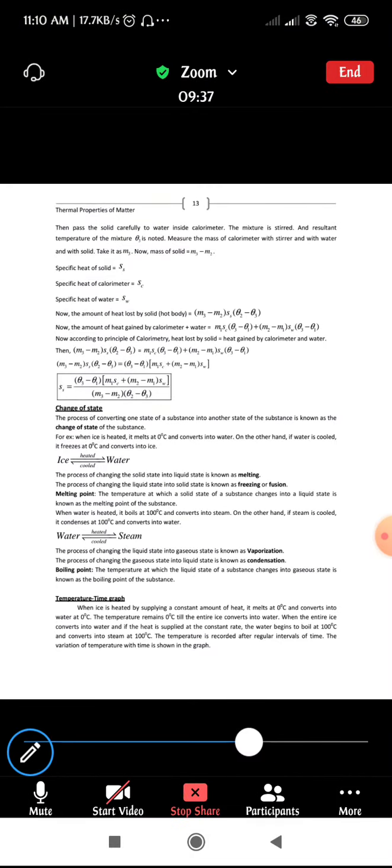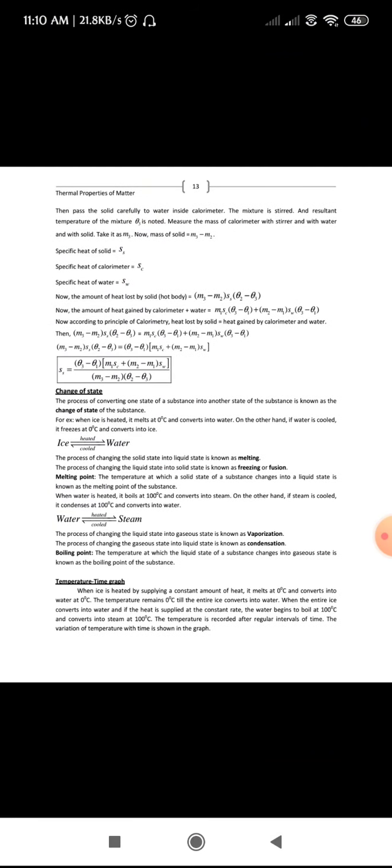We will move to the next topic, that is the temperature-time graph. I'll read out that paragraph, so just go through along with me. When ice is heated by supplying a constant amount of heat, it melts at 0 degrees Celsius and converts into water at 0 degrees Celsius. The temperature remains 0 degrees Celsius till the entire ice gets converted into water.